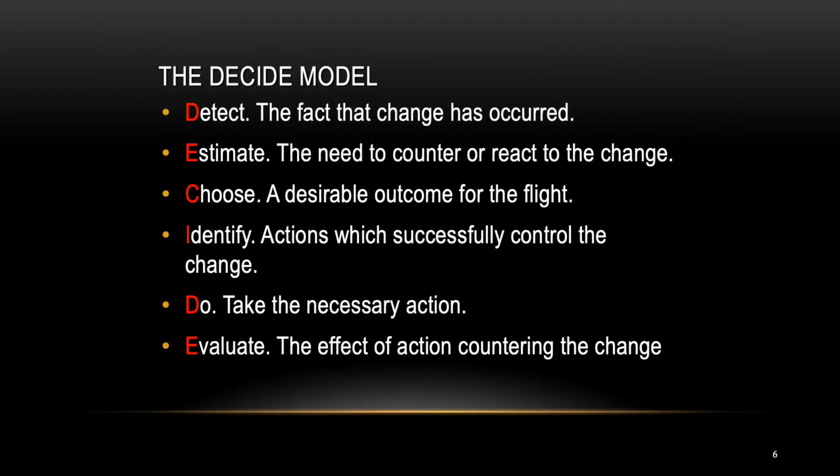There are a number of decision-making models, and they all utilize some sort of a circular process. The DECIDE model, for instance: we detect that a change has occurred. We use the PAVE to do this. Estimate the need to counter or react to the change. So we decide whether we can just keep flying as is or whether we need to change something. Choose a desirable outcome for the flight, whether that's completing the flight or some new outcome. Identify the actions necessary to control the change and do the actions, and then evaluate your effectiveness. And then we go back to the beginning and we do it again.